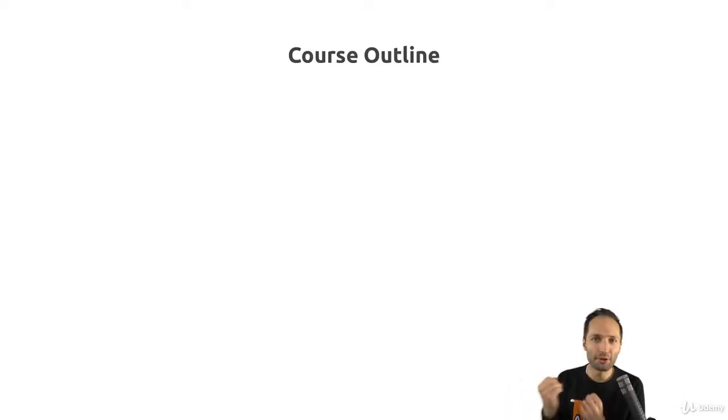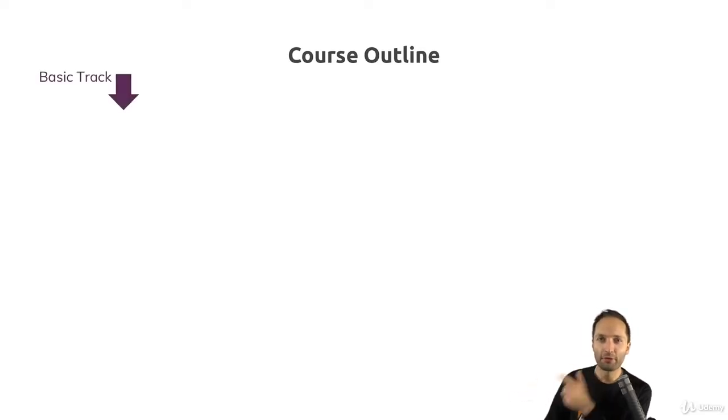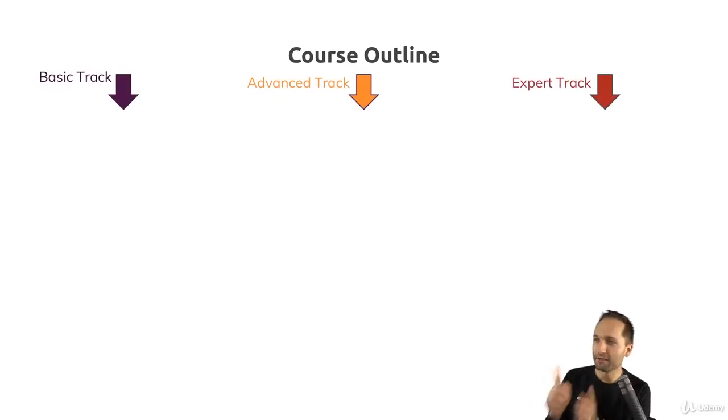So what is this course all about? Let's have a look at the outline now. Because the course offers you 3 different tracks right here. The basic track, the advanced track, and the expert track. Now, what's the reason for that? With these different tracks, we offer different entry points depending on your CSS skills.